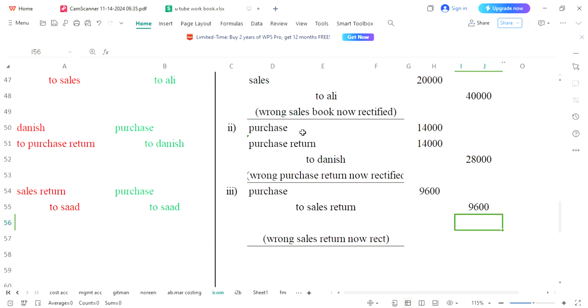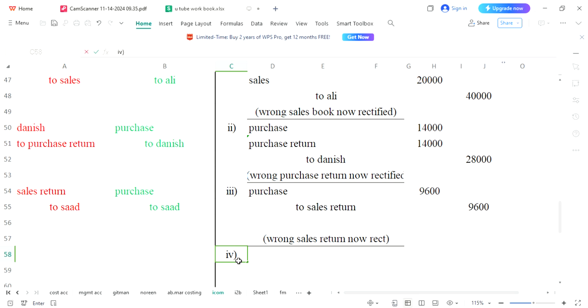Now you can see that the first two entries were different. The third entry was different from the above two. Why? Because here both mistakes were present in the first two, purchase or Danish both were wrong. And here Saad was required to be credited and Saad was written on credit side. There was no mistake in Saad. That is why we have left it.